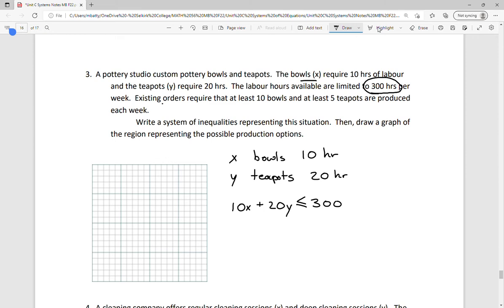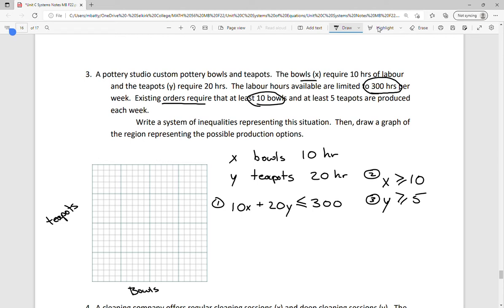I also have some minimum orders here. So the number of bowls, X, has to be greater than or equal to 10 to meet my minimum order. And Y has to be greater than or equal to 5 to meet my minimum order. And so I have actually 1, 2, 3 constraints for this one. Now, these two are the simpler ones to graph, right? I know that X is going to be my number of bowls and Y is going to be my number of teapots.